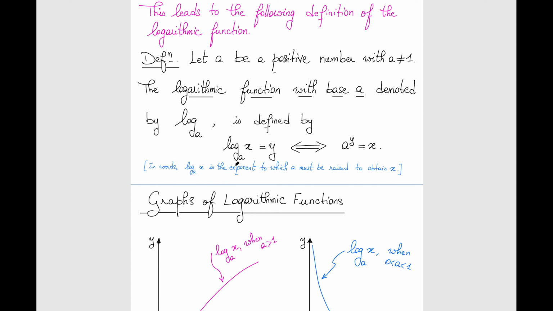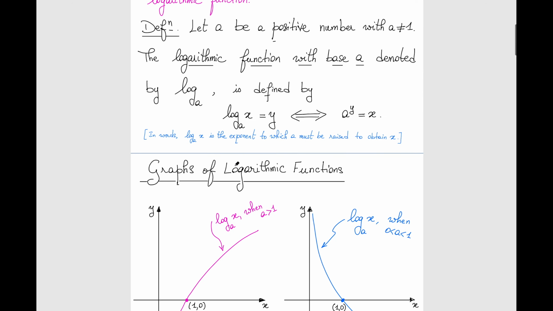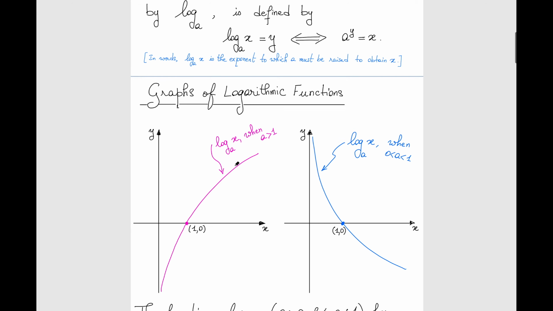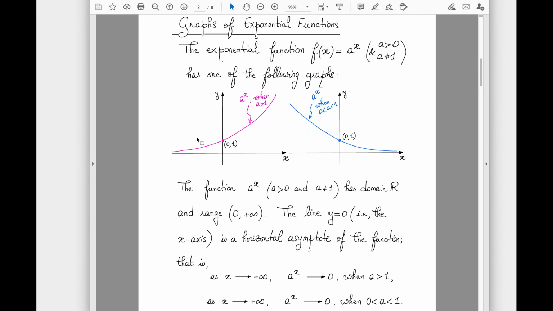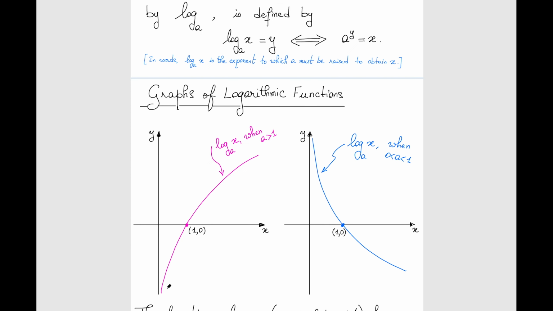Since log base a of x is the inverse function of the exponential function with base a, the graph of log base a is going to be symmetric to the graph of the exponential function with base a with respect to the line y equals x. Well, we used to have two trends for the exponential function with base a, the pink and the blue. So I'm going to have two graphs for the log function with base a, depending on what a is. If a is bigger than 1, the symmetry of this with respect to the line y equals x is going to be this pink thing, right?